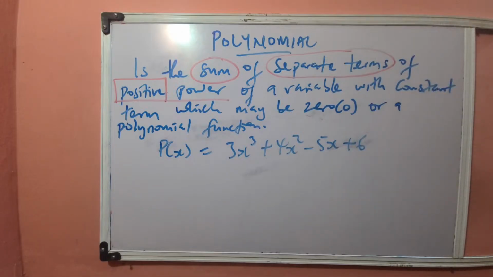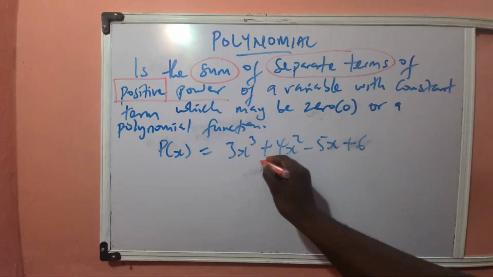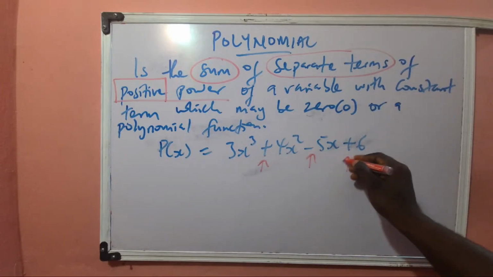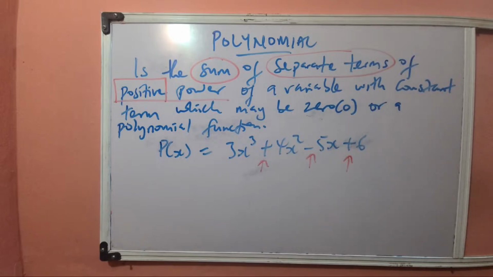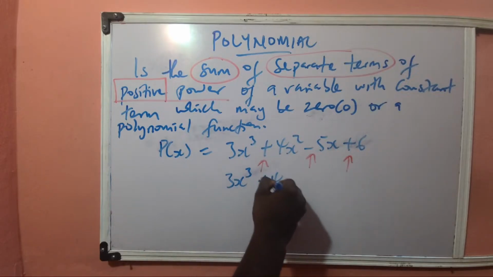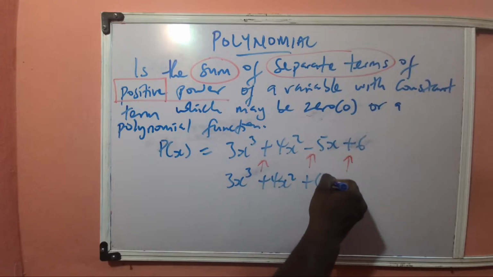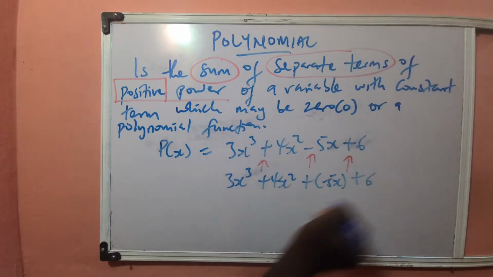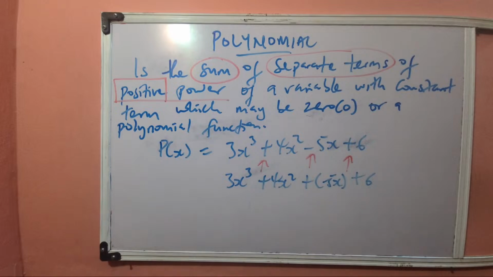Of course, you can see right here that we're dealing with sums. Now, I'm sure somebody right there in the audience will say, how do you call a negative sign a sum? Of course, let me prove that to you why this is still a sum. It's still a sum because we can write this as 3x cubed plus 4x squared plus minus 5x plus 6. So it's still essentially a sum.